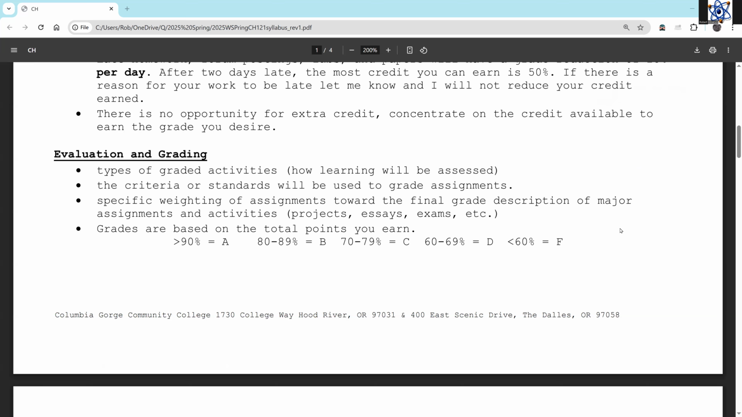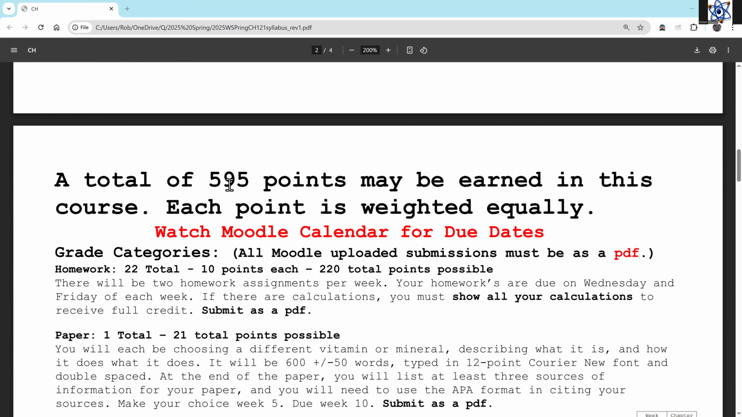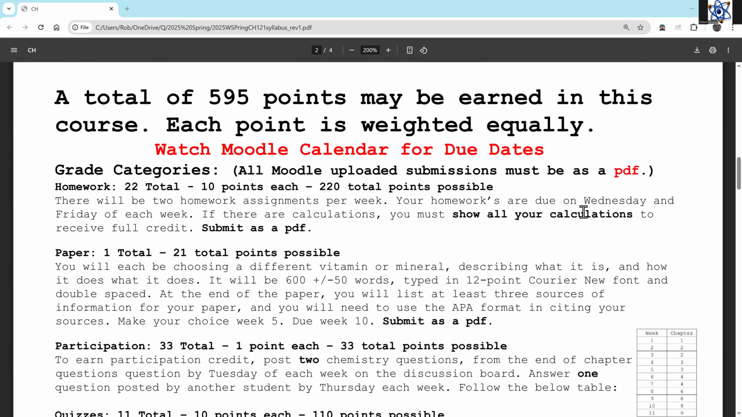Here are the addresses for the college. So if you're not familiar, here's the Hood River campus. You can come and get your kit on Thursday at 11. And here is the Dalles campus, and you can get your kit Tuesday at 11. It looks like there's a total of 595 points. And again, every single thing is equal weight.